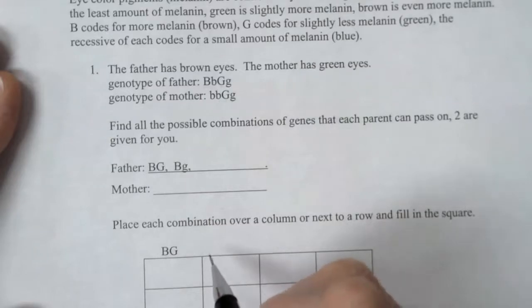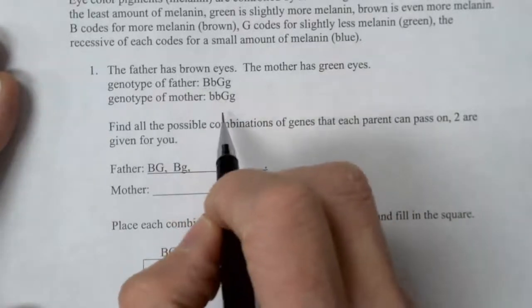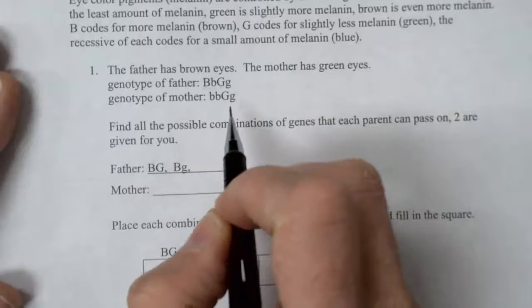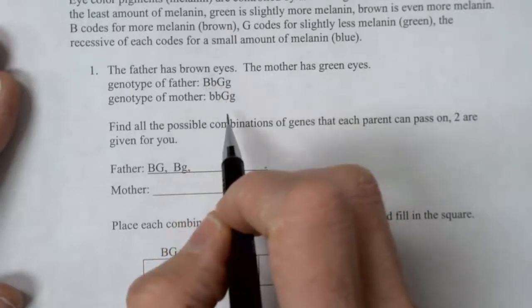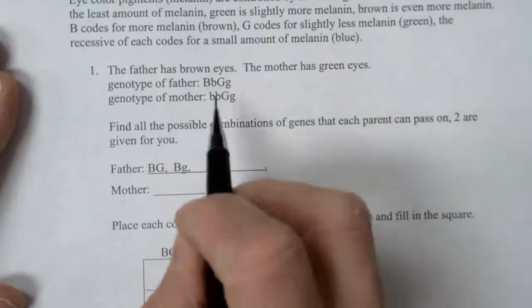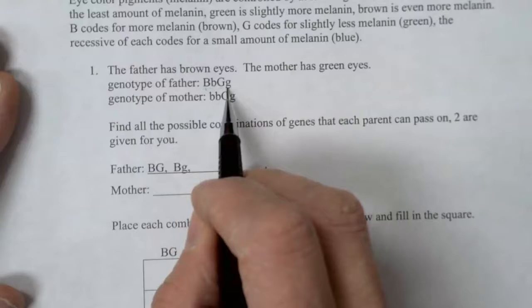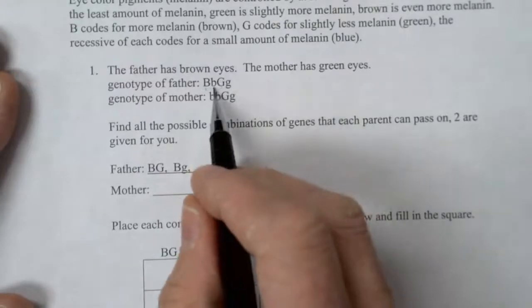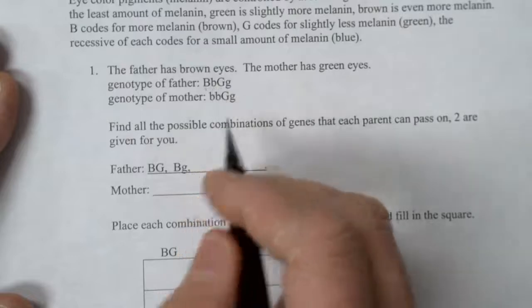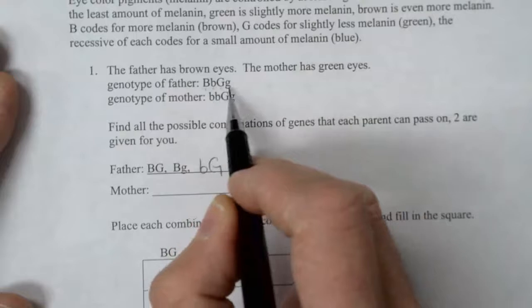Now, in order to fill out our Punnett square, we've got to figure out what two alleles each person can pass on. Before, it was just a matter of putting one B over a box and one B over a box. Now we've got to give a B and a G at the same time. So this dad could give the capital B with the capital G. He could also give the capital B with the lowercase g. He could also give the lowercase b with the capital G. He could also give the lowercase b with the lowercase g.